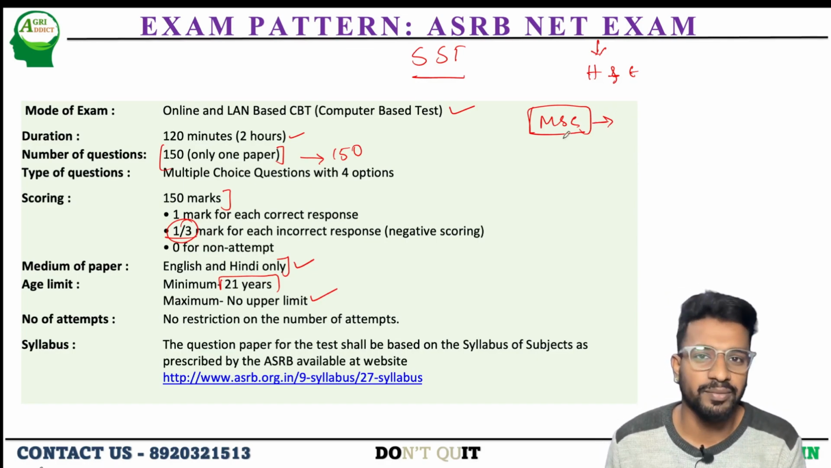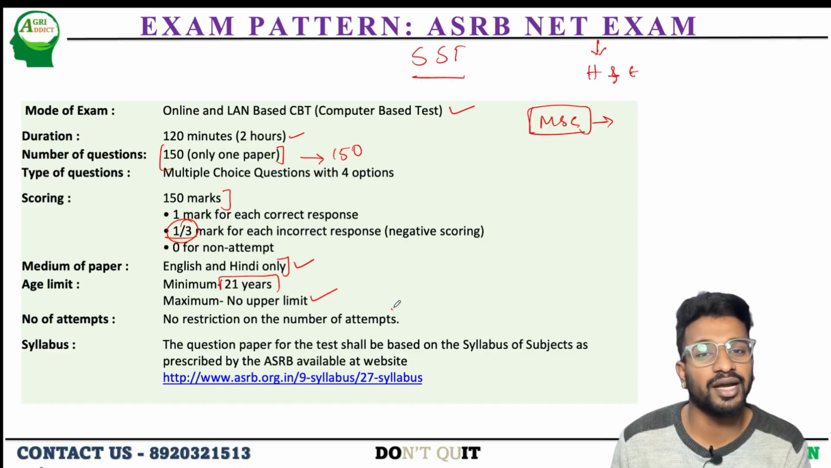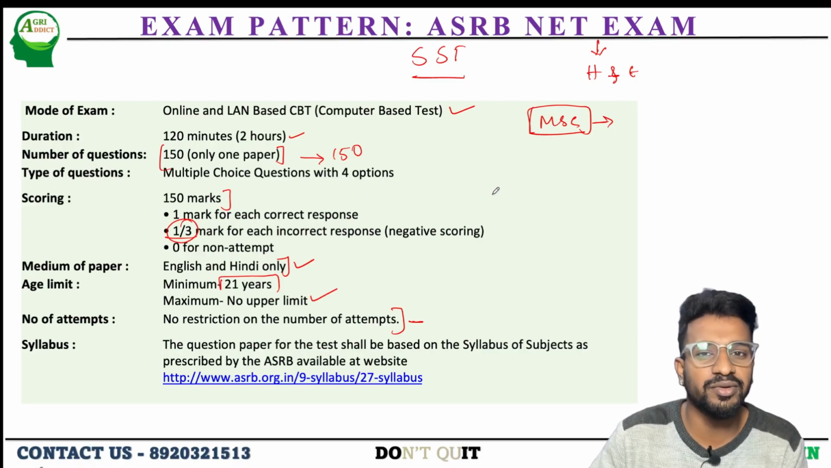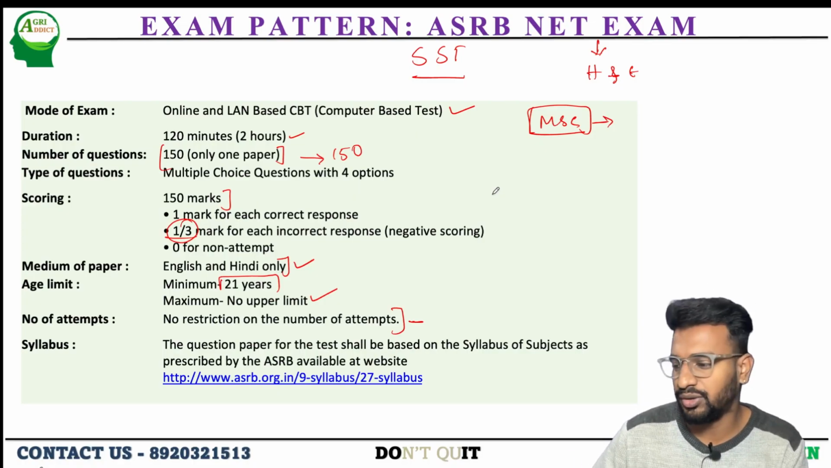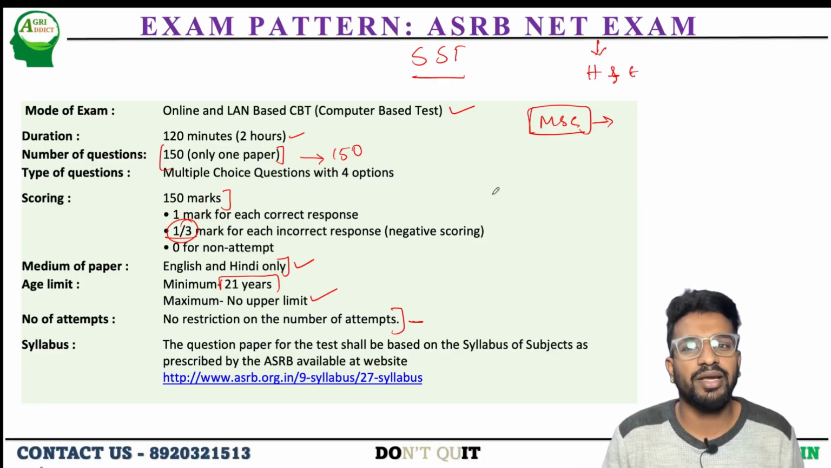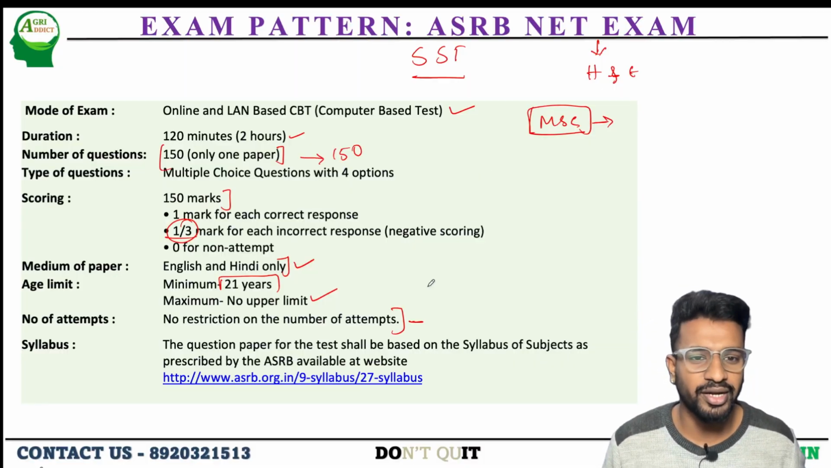And what about the attempts? The number of attempts for these exams is unlimited. You can give any number of attempts. This is just the eligibility test where you will become eligible for the assistant professor post. So this is the basic eligibility regarding the ASRB NET and the syllabus.